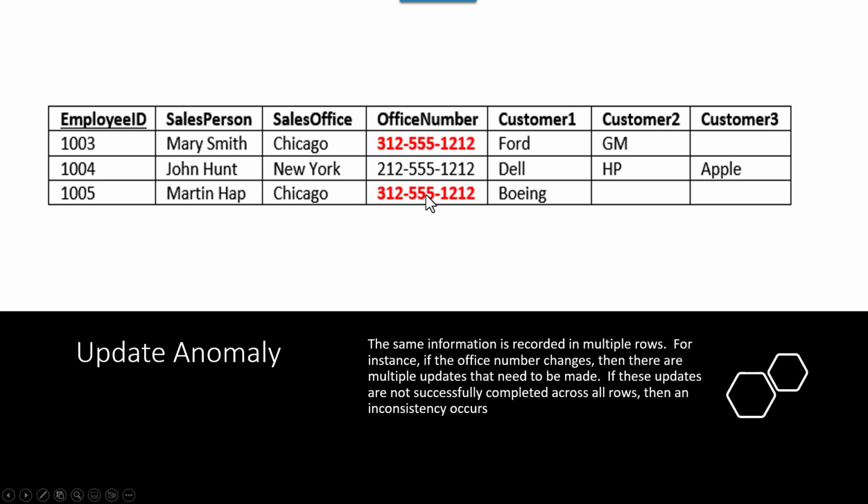And the other thing is that if we forget to do an update, we get an inconsistency. So if you're not familiar with the structure of the system and how data has been put in the system, you may just go, oh, I need to update the office number for Mary Smith in Chicago, and you update it, and then you forget the fact that Martin Happ also has the same office number, and that his main office number also needs to be updated, and now you have an inconsistency between the office numbers.